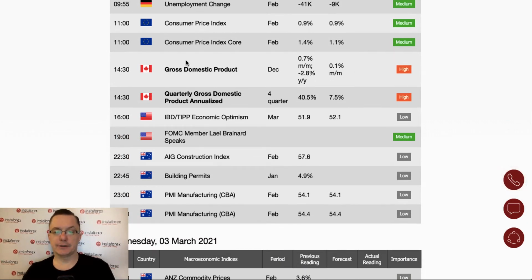During the New York session, we got data from Canada, gross domestic product, and the quarterly gross domestic product annualized. Very important data for the Canadian dollar, so we'll take a look at the Canadian dollar today. The last reading was 0.7%. The forecast is 0.1%. So the economists are forecasting a decrease in gross domestic product of 0.6% month to month. So we will see if there's any kind of better than expected result, and the actual reading will beat the expectations. Then we can assume that the Canadian dollar will be bought and the US dollar will be sold. So that's an interesting thing here.